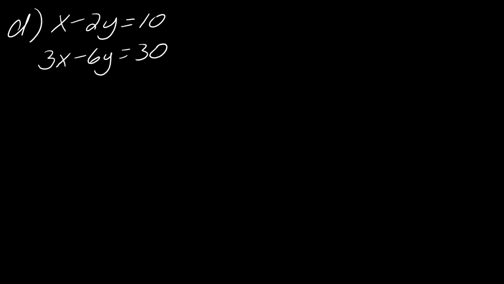Okay, so for D here, I've got x minus 2y equals 10 and 3x minus 6y equals 30.